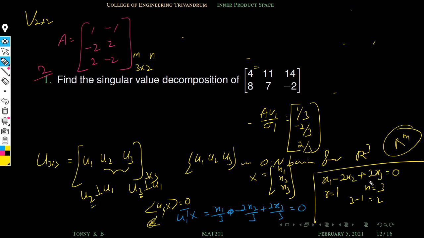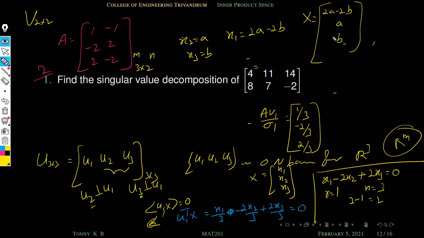Suppose we choose x2 and x3 arbitrary. If we choose x2 equal to some a and x3 equal to b, then what about x1? x1 is equal to 2a minus 2b. So our vectors are like this: 2a minus 2b, a, b. These are the vectors satisfying this condition, that means those vectors which are orthogonal to u1.